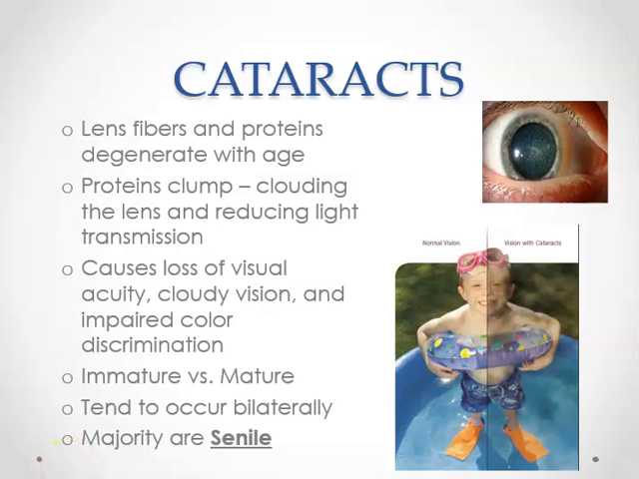Most cataracts are formed as a result of the aging process. As the lens ages, its fibers and proteins change and degenerate. These proteins clump together, causing clouding of the lens and reducing light transmission. When only a portion of the lens is affected, it's called immature. The mature cataract is an opacity of the entire lens. And the majority of these are going to be due to the aging process.